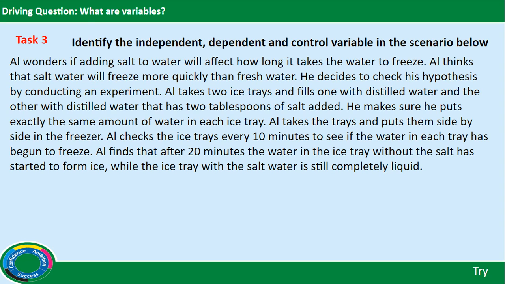Al takes 2 ice trays and fills one with distilled water and the other with distilled water that has 2 tablespoons of salt. Right then and there, we're going to stop. One ice tray was filled with distilled water only, but the other ice tray had 2 tablespoons of salt. That is something that Al changed, because something was altered in the experiment. That alone should tell us what variable that is.